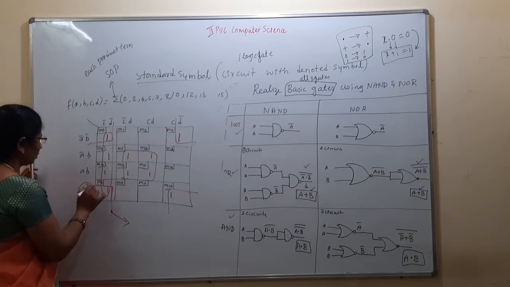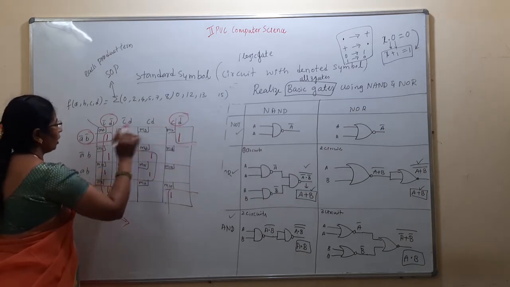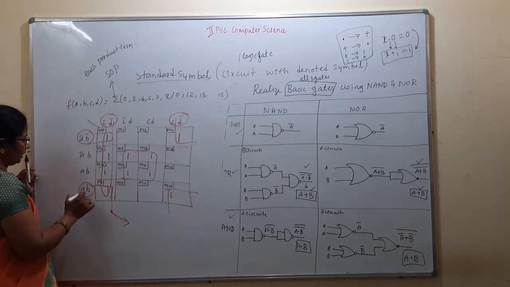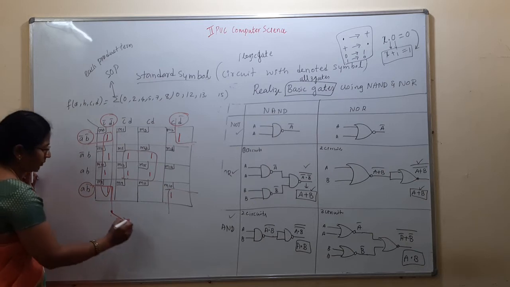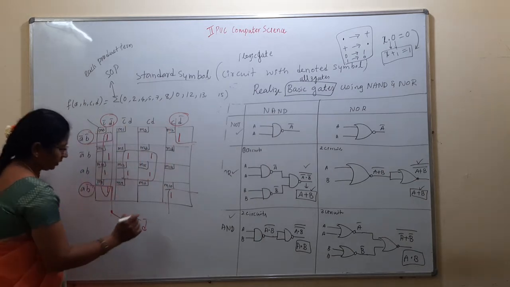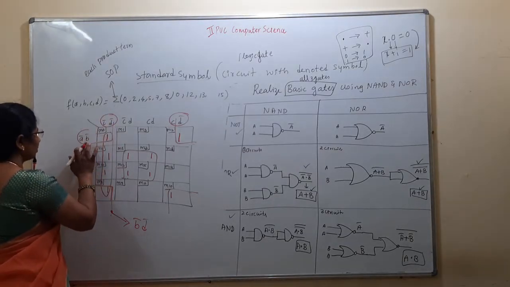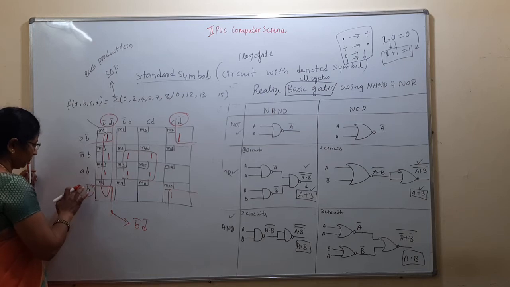So, among this one, this one, this one and this one, among those 4, what is common? B complement is common. Among these 2, D complement is common. Did you get it? Then, leave this one. This is over now.